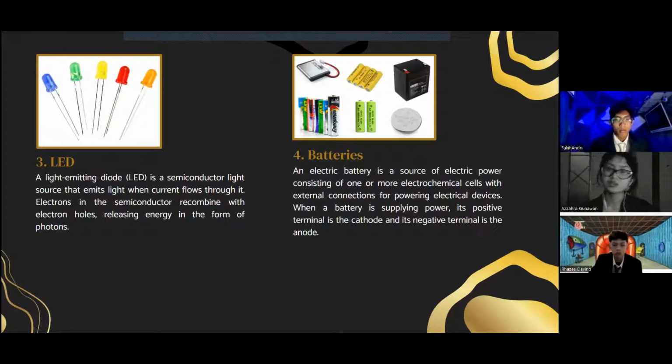The fourth one is batteries. An electric battery is a source of electric power consisting of one or more electrochemical cells with external connections for powering electrical devices. When a battery is supplying power, its positive terminal is the cathode and its negative terminal is the anode.